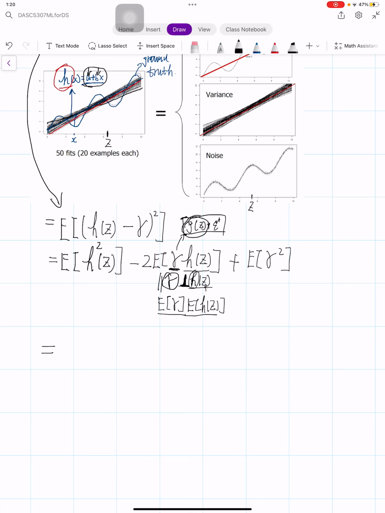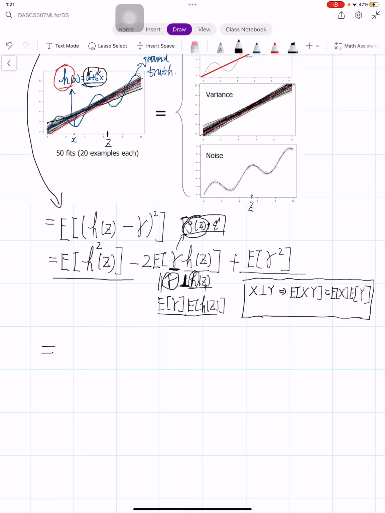If we have two random variables, maybe I give you a little lemma here. If random variable x and random variable y are independent, this implies the expected value of the product equals the expected value of x multiplied by the expected value of y. Okay, so we just use this one.